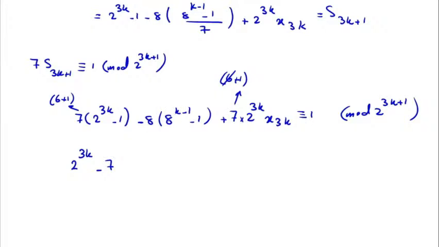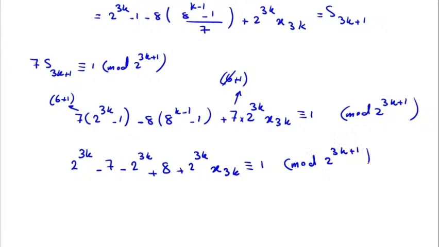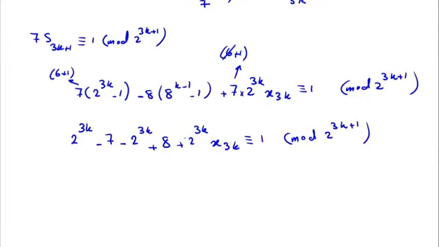Here 8 times this will be negative 8 to the k, which will be 2 to the 3k, minus this plus 8, and plus 2 to the 3k x 3k is congruent to 1 mod 2 to the 3k plus 1. In this step, 8 minus 7 is 1, this one will be cancelled. And if we divide both sides by 2 to the 3k, it will be 1. We can also cancel 2 to the 3k and negative 2 to the 3k. And it will be 0 because we subtracted these things.